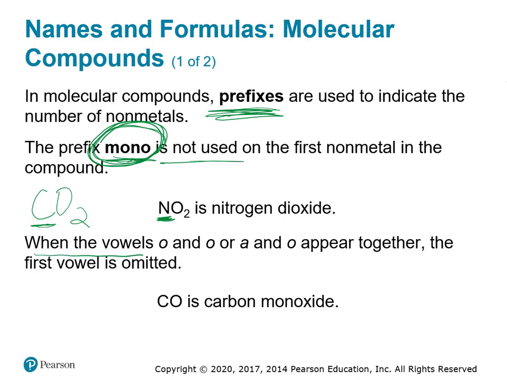Now, when the vowels O and O, or A and O, appear together, we smush them together. For example, carbon monoxide. We would say mono-oxide, but we smush one of those O's out of the way, so it's not mono-oxide, it's monoxide. Notice, though, that we did not just call this carbon oxide. We did have to say that there was one of the second element. We had to say carbon monoxide. We had to use the mono to say that there is one of the second.